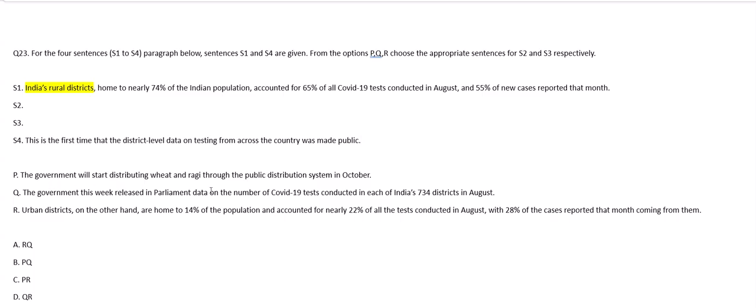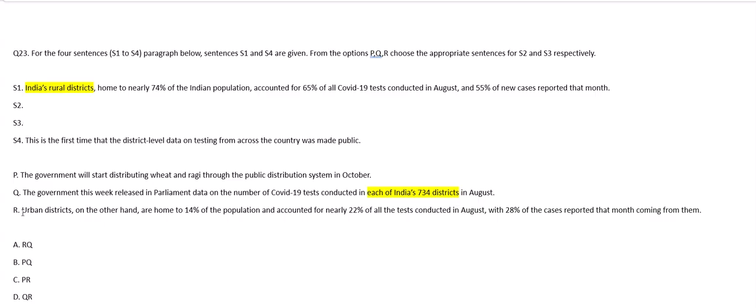The government will start distributing wheat and ragi through the public distribution sector in October, which is not mentioned anywhere else. The government this week released in Parliament data on the number of COVID cases conducted in each of India's 734 districts in August. Understood? This will come as sentence 3. Why? Here they mention district level data is published for the first time across the country. The previous sentence should be the district levels, all the districts data. Okay, it will suit before sentence 4.